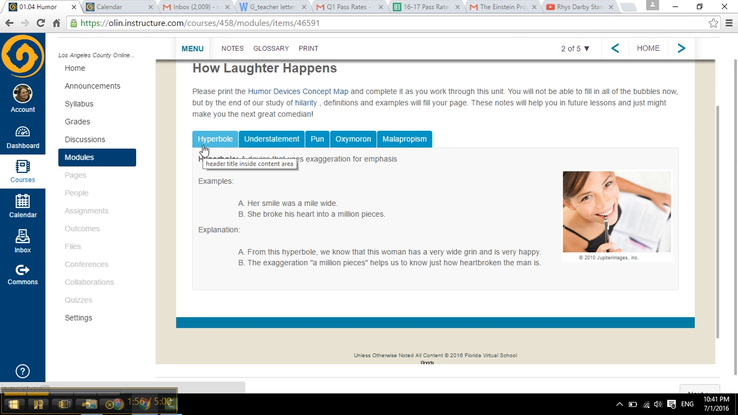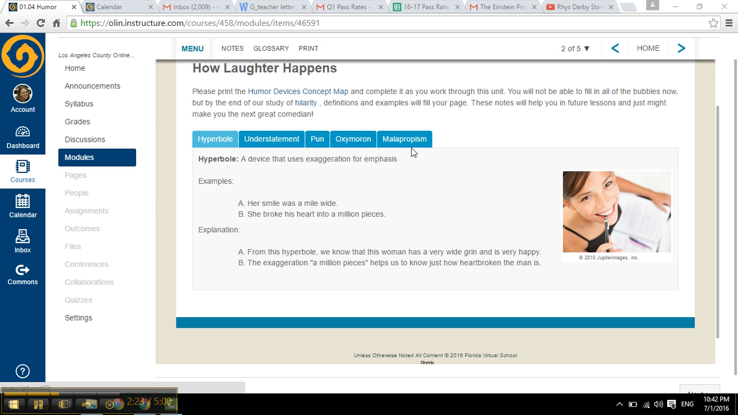So you're going to read this whole page, and I just wanted to point out that right here there are these 5 different things. It has hyperbole, understatement, pun, oxymoron, and malapropism. So on each of them it gives you a definition, a device that uses exaggeration for emphasis. So that's like, I was so hungry I could eat a horse. Then it gives you some examples, and then it gives you some explanation.